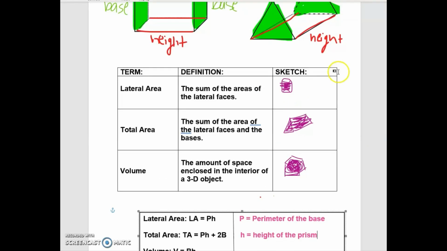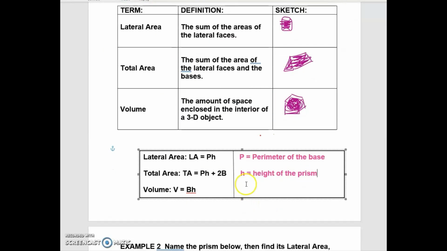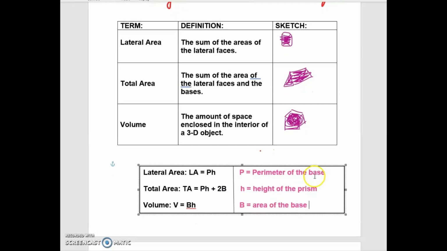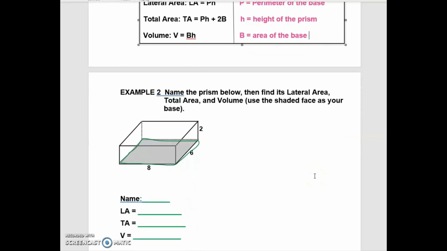Okay, so it's this height, right? So from base to base. Capital B is the area of the base. Okay, so your perimeter and your area, they refer to your base. The height refers to the height of the prism. So let's go to our first example.